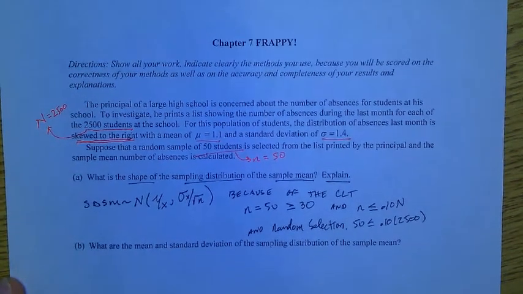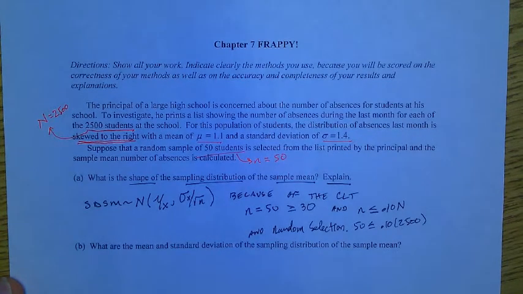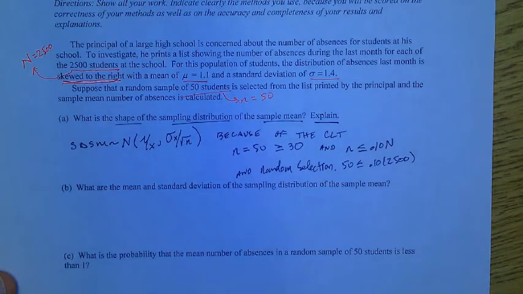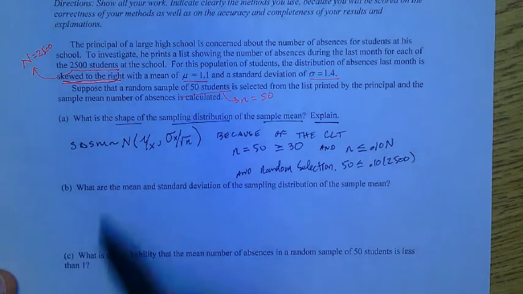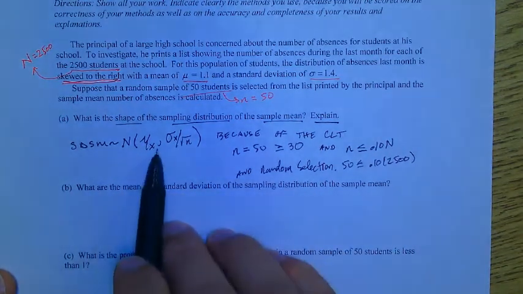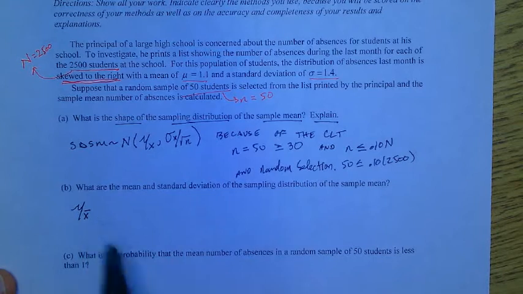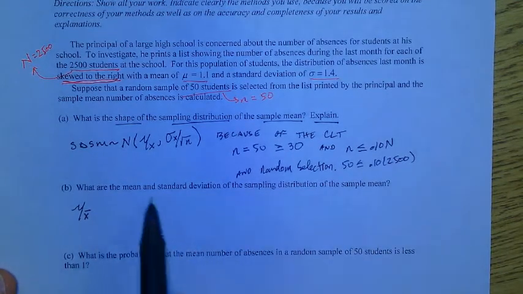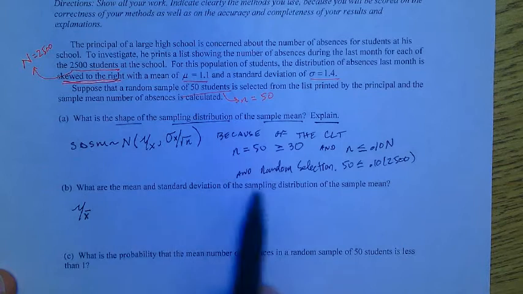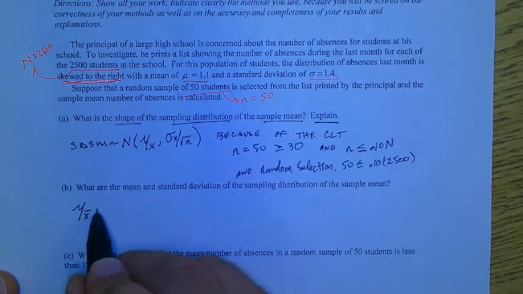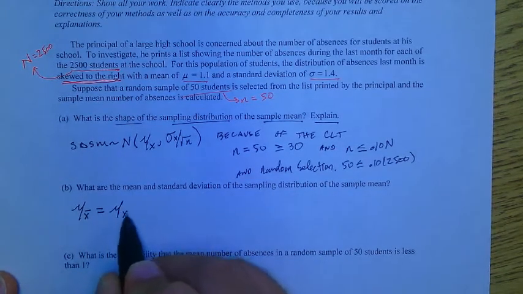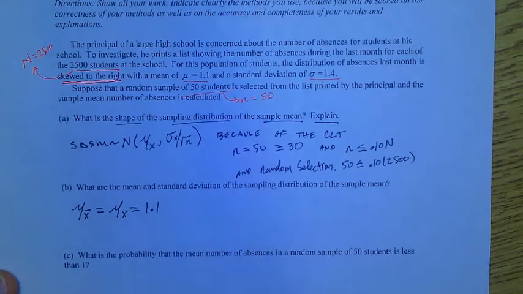Now, why don't we pause the video for a moment and see if you can answer part B. In part B, what are the mean and standard deviation of the sampling distribution? Well, we already stated that in part A above. The mean of the sampling distribution, mu of x bar, is the same as mu sub x, which is 1.1.